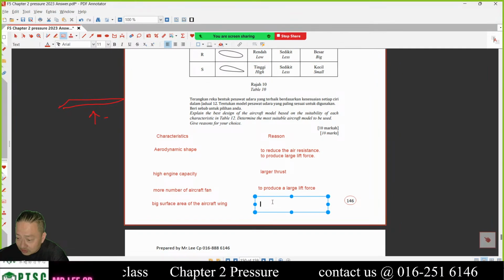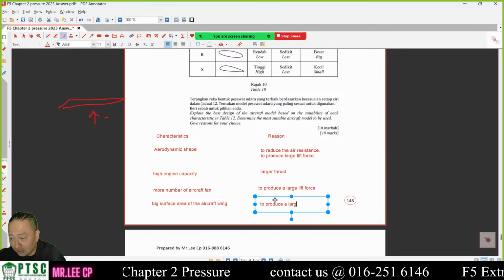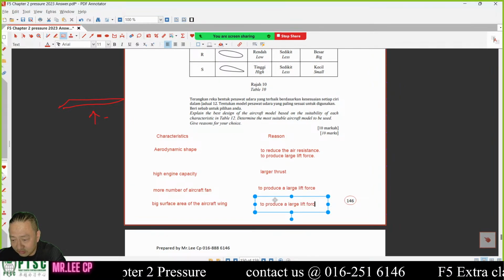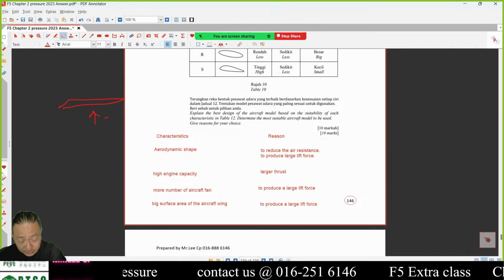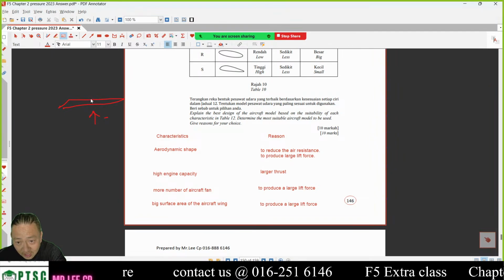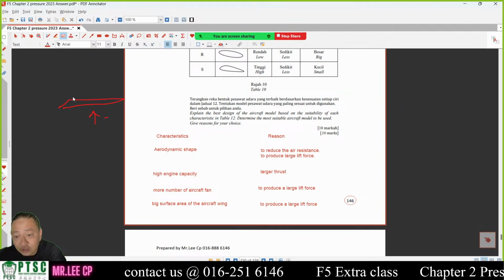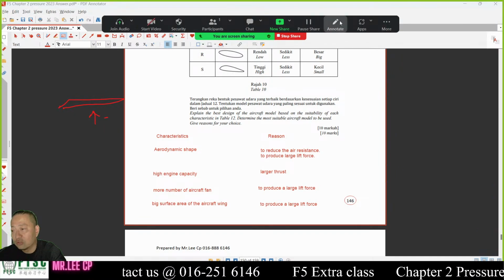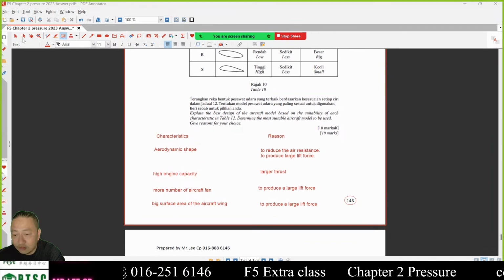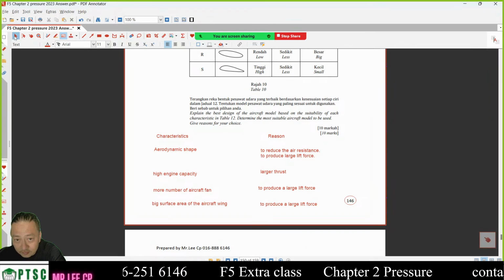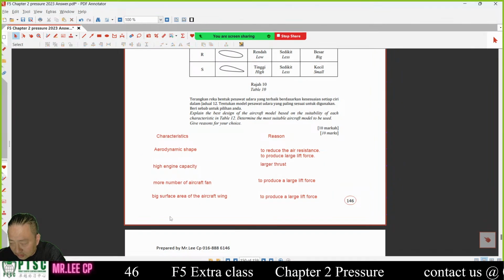So you can say to produce a large lift force, right? Due to the large difference in pressure, right? The pressure at the upper part of the wing and the lower part of the wing is different, so you can produce a large lift force. All right, so next one, you choose one and answer. Choose one and answer. Rewrite one more time.